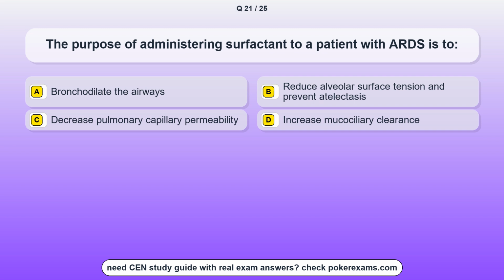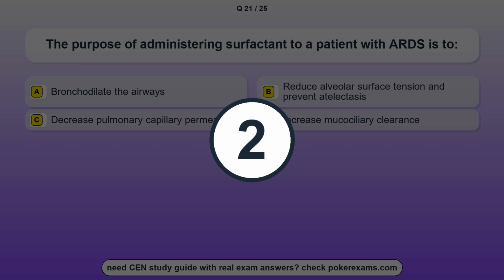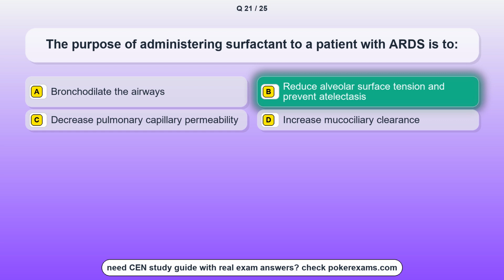Question 21. The purpose of administering surfactant to a patient with ARDS is to: Option A: bronchodilate the airways. Option B: reduce alveolar surface tension and prevent atelectasis. Option C: decrease pulmonary capillary permeability. Option D: increase mucociliary clearance. The correct answer is option B: reduce alveolar surface tension and prevent atelectasis.